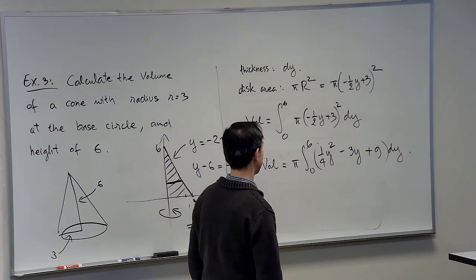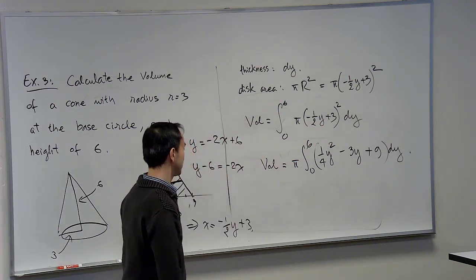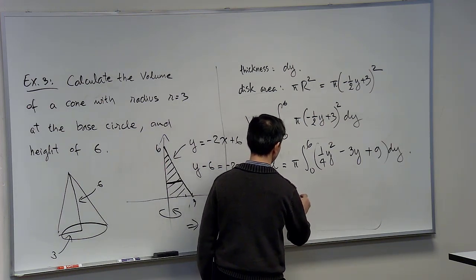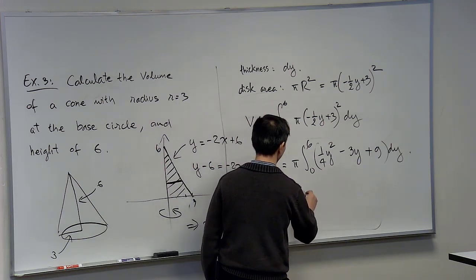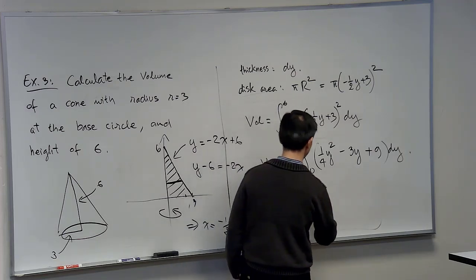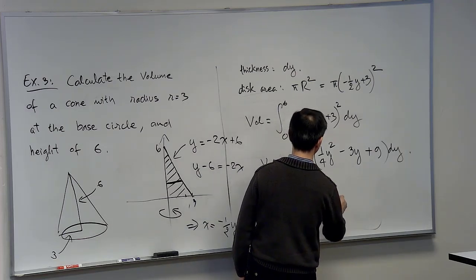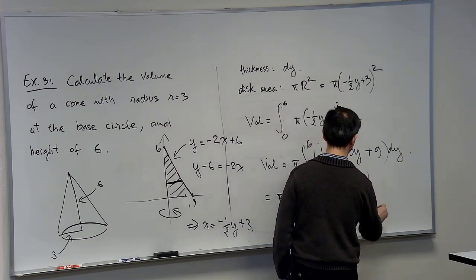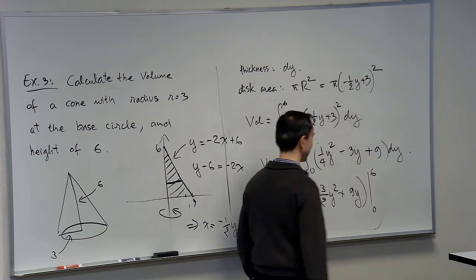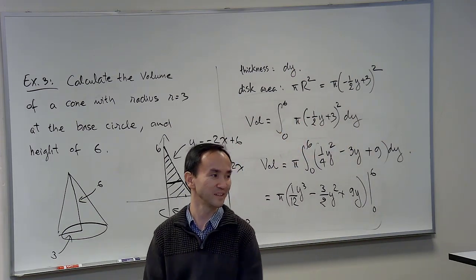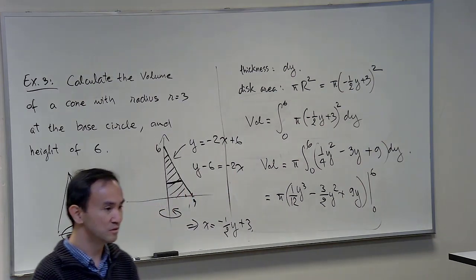Should be correct. Alright, now that's going to make it pi times, in parentheses, 1/12 times y cubed, minus 3/2 times y squared, plus 9y there. We're substituting 0 and 6. And for you to double check that, finish out the final calculation.